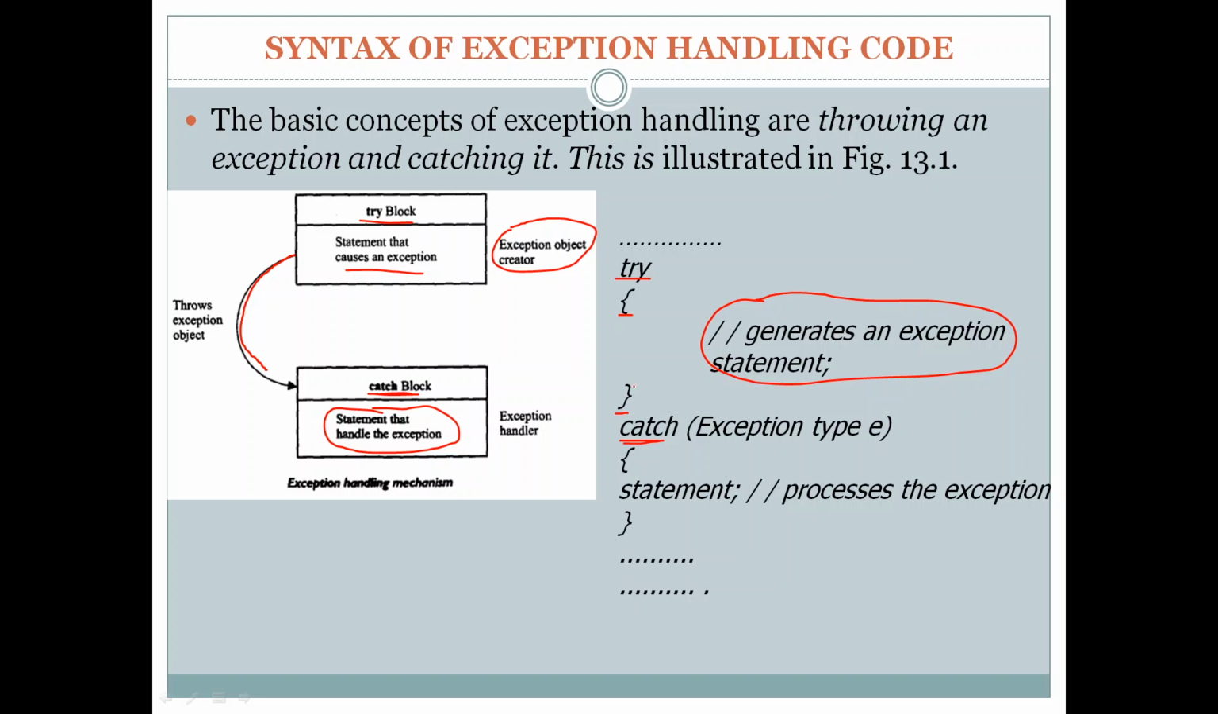So at the closing of try, we have a catch block, and the catch block defines the type of exception it can handle. So exception type E. And if the code included in the try block generates an exception type equal to the exception type defined in the catch block, the catch block is executed, and the statements inside the catch block are executed. The statements are usually used to process or handle the exception. Okay, so this is the basic syntax of exception handling.